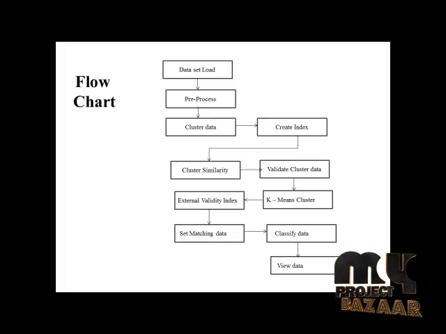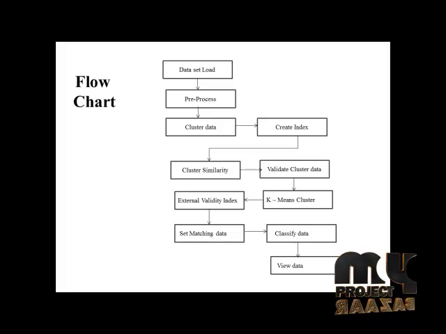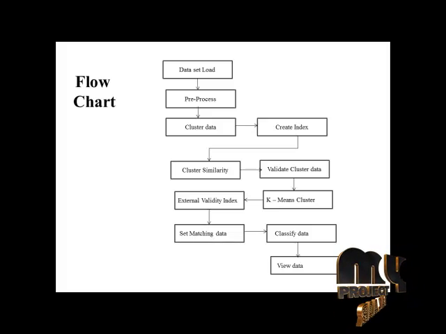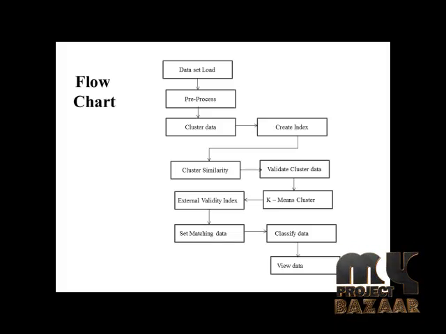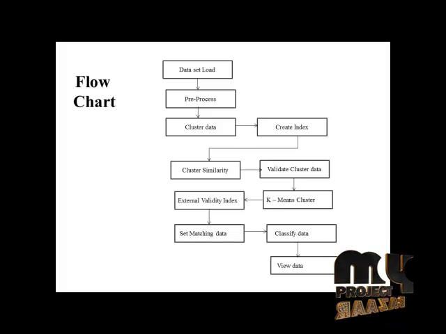Next is the pre-process, which reduces or eliminates the null values. This process checks the constraints, whether any null values are available or not. If any value is null, that data is removed. This is called the pre-process.